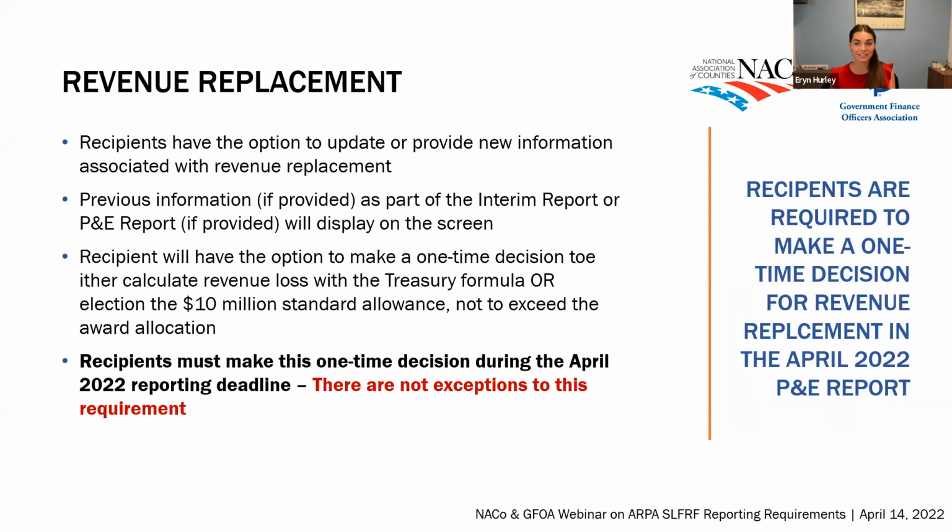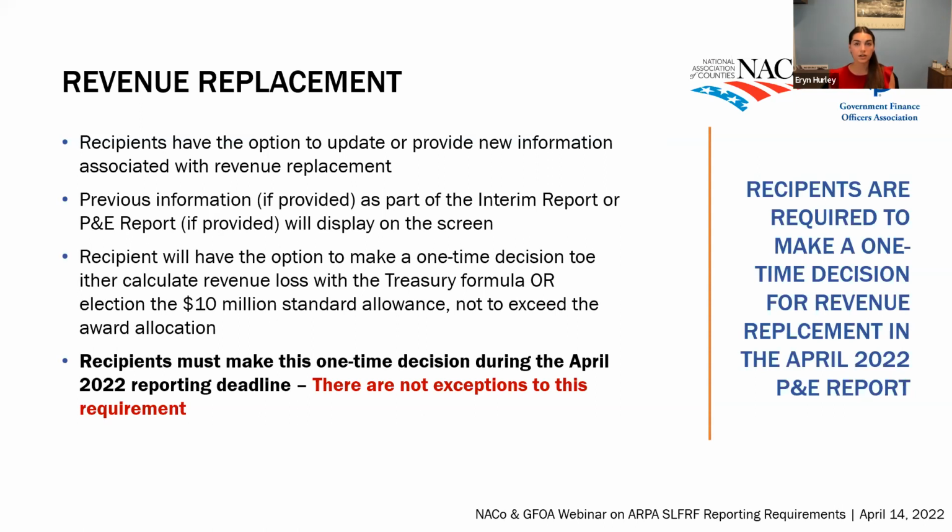In short, yes. You are required to make the one-time decision in this April report of whether you are choosing the $10 million revenue loss standard allowance, or you are going to use the Treasury revenue loss formula that has been updated in the final rule. There are no exceptions, there are no extensions. This is a requirement. It is very clearly outlined in the updated compliance and reporting requirements document that Treasury has released.